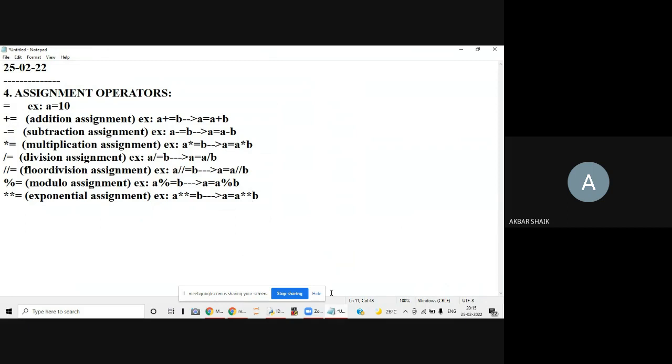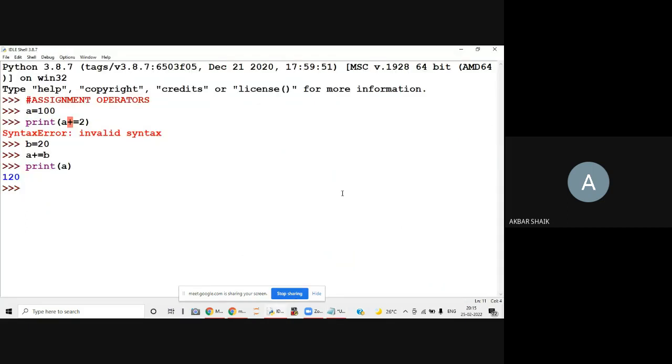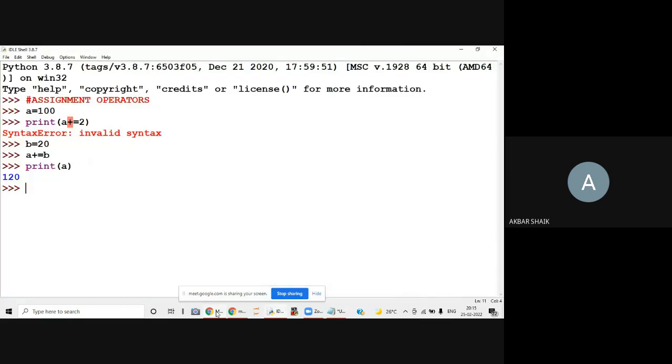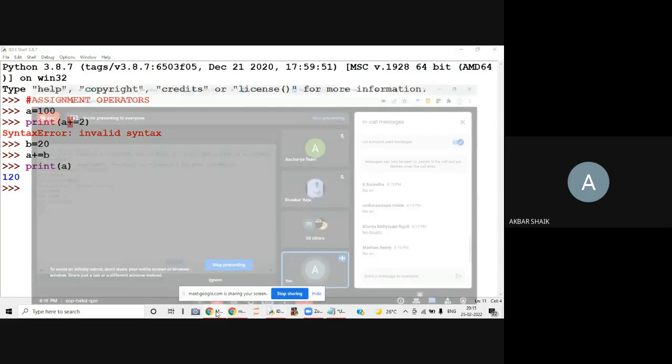What is the A value here? Here A value is 100, B value is 20, A plus equals to B. It is nothing but addition assignment. What it will do is add A with B and assign to A. Understood all of you? What is A value? 100. What is B value? 20. A plus equals to B means A is equals to A plus B. So A is equals to 100 plus 20. That is, A value becomes 120.